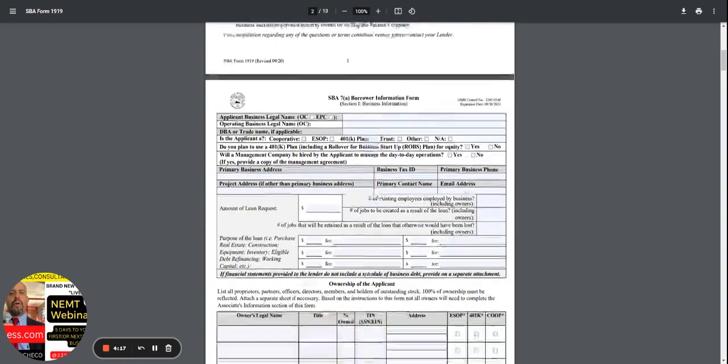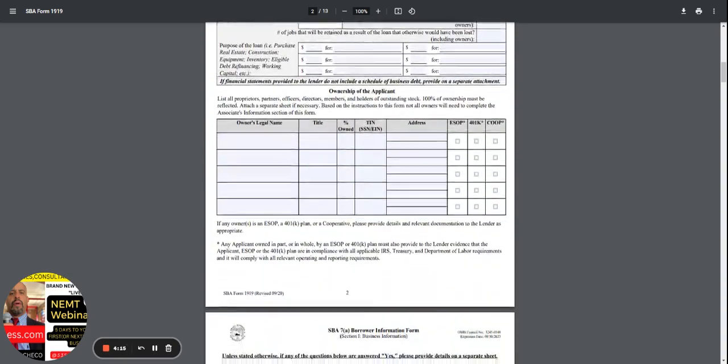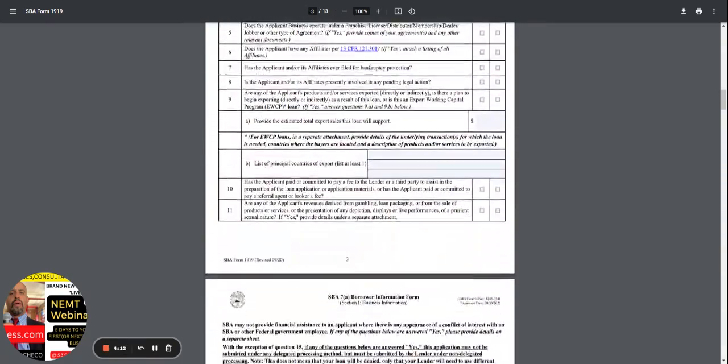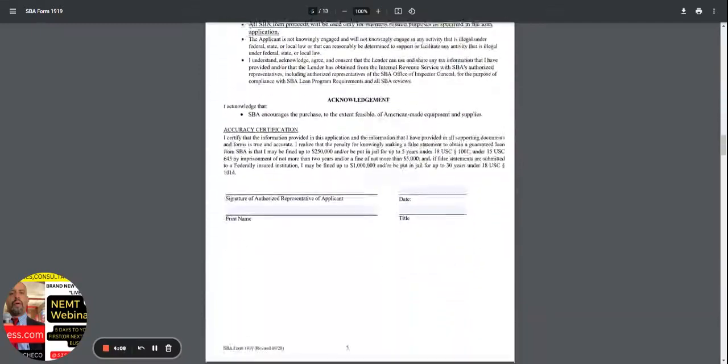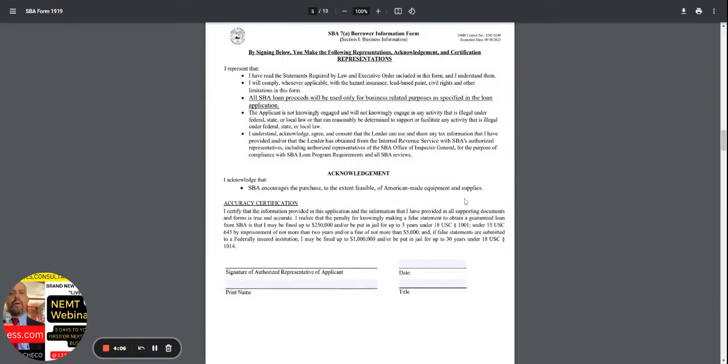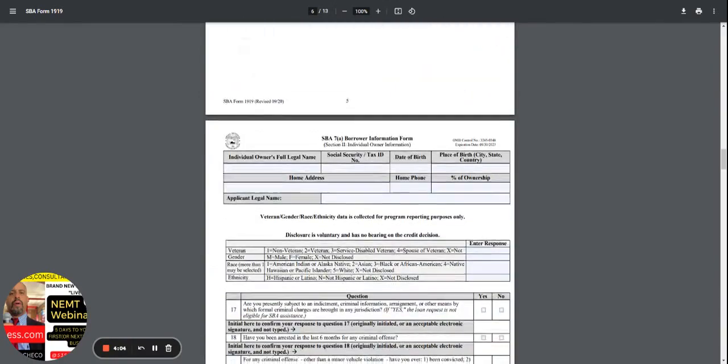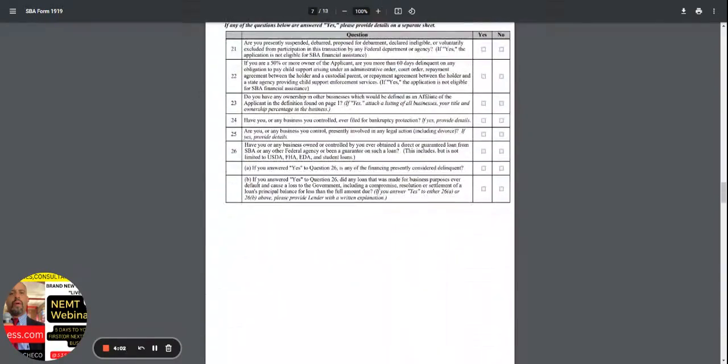So far, I got several companies approved with this 7A loan. It's like a $5 million loan. In some cases, it goes up to $7 million.